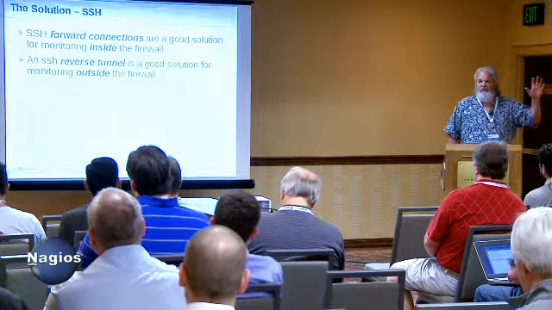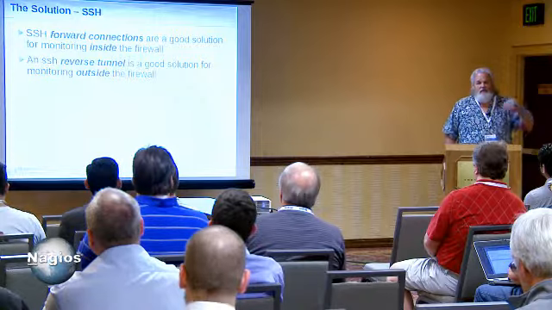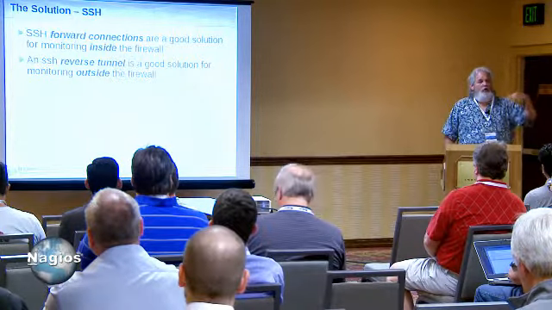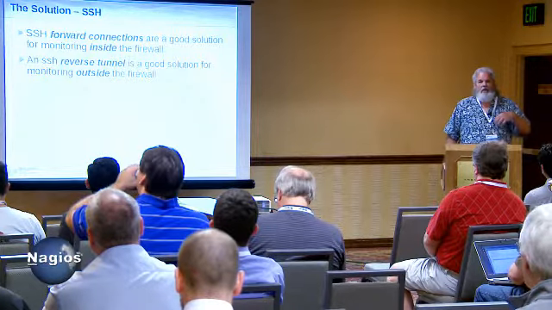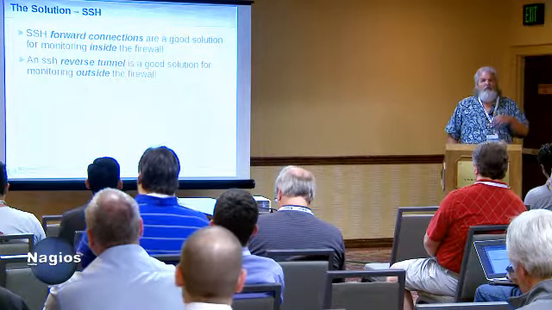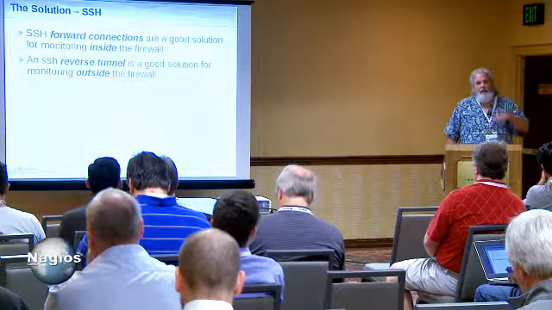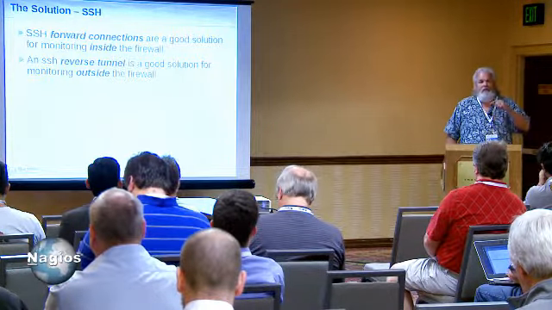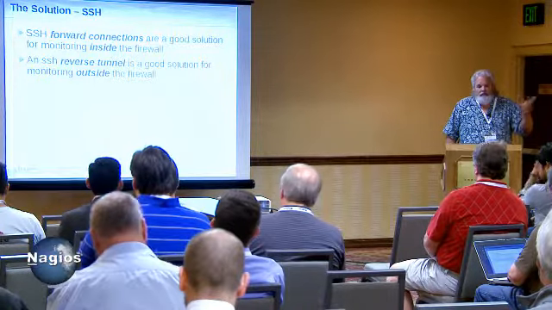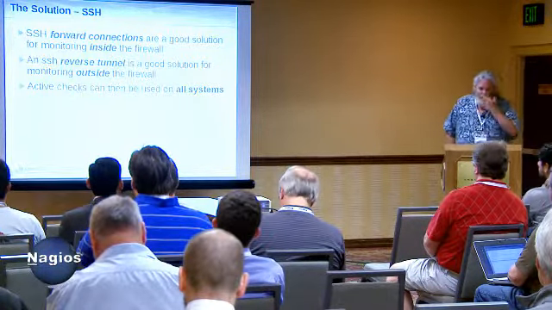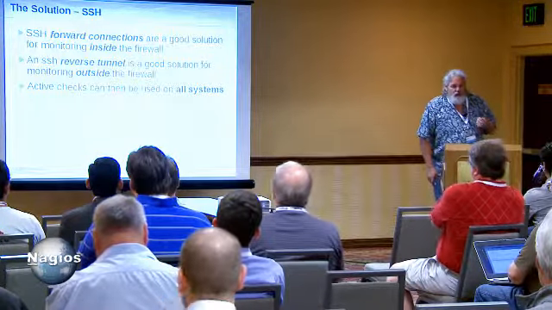Anybody use tunnels today? Okay. Basically, that tunnel means the remote machine calls home, sets up an SSH connection to the Nagios server in your environment, and flips a switch on the connection that says, okay, now that I've connected, I want to route traffic from the Nagios server back to me. It's called a reverse tunnel. That's the whole key to the solution. If you do that, then active checks can be used on all systems.